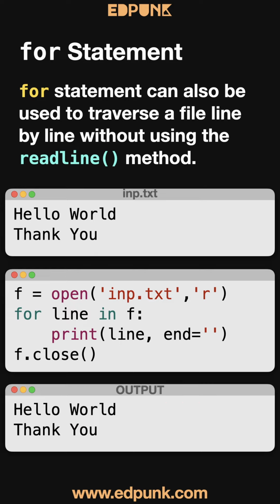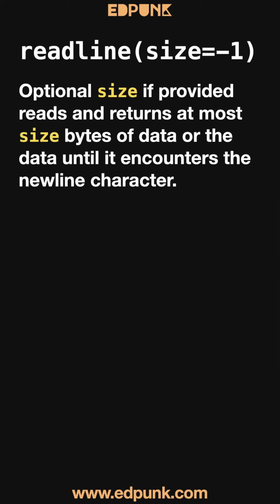The content of the file is obtained as the output, that has hello world and thank you in two separate lines. The readline method also accepts an optional integer argument size, which when provided reads and returns at most size bytes of data or the data till it encounters the newline character.